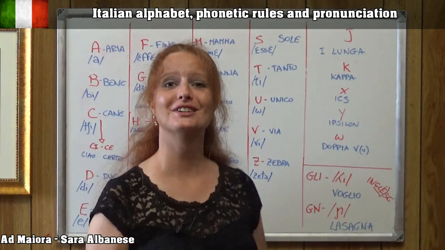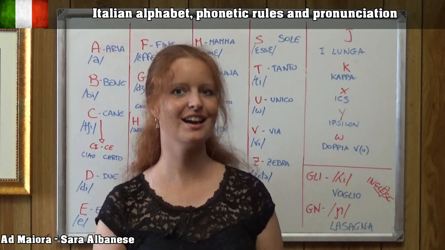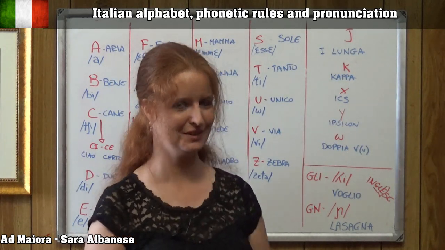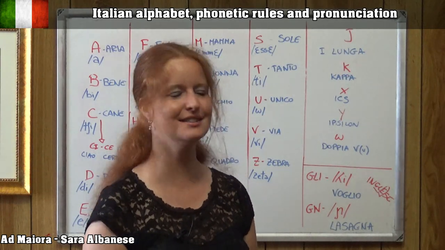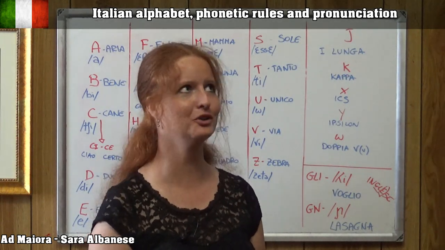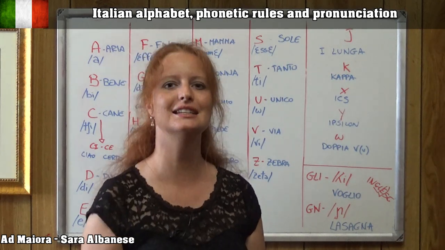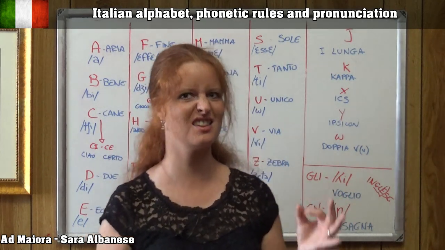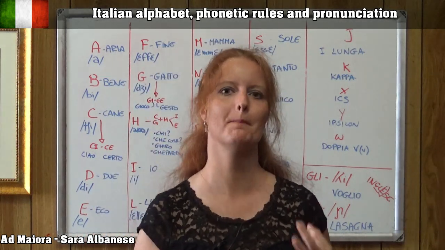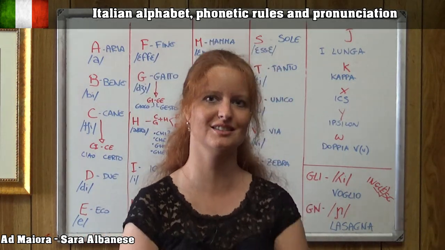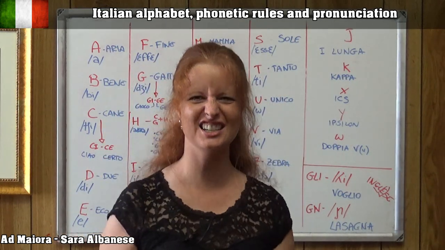Like, for example, the word lasagna, lasagna alla bolognese. You have it twice, also in bolognese you have gn. It's not lasagna, it's not bolognese, it's wrong. It is lasagna, gna, alla bolognese, gnese. You see my nose here, gn.